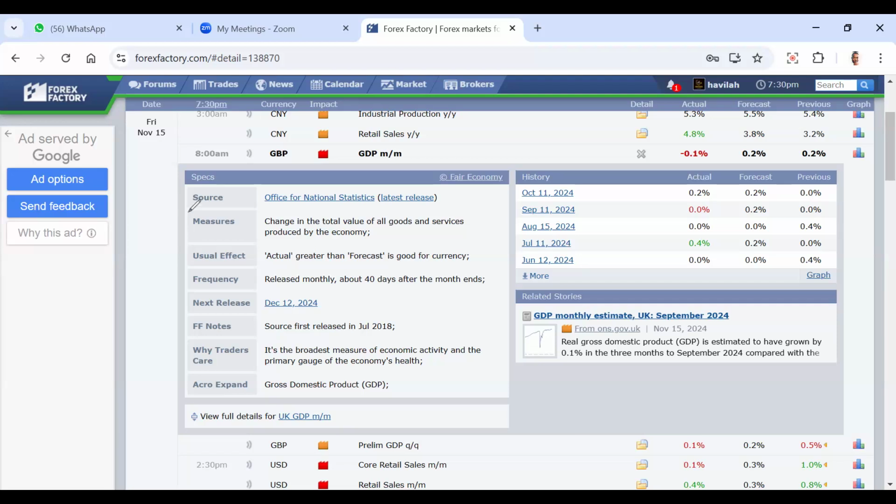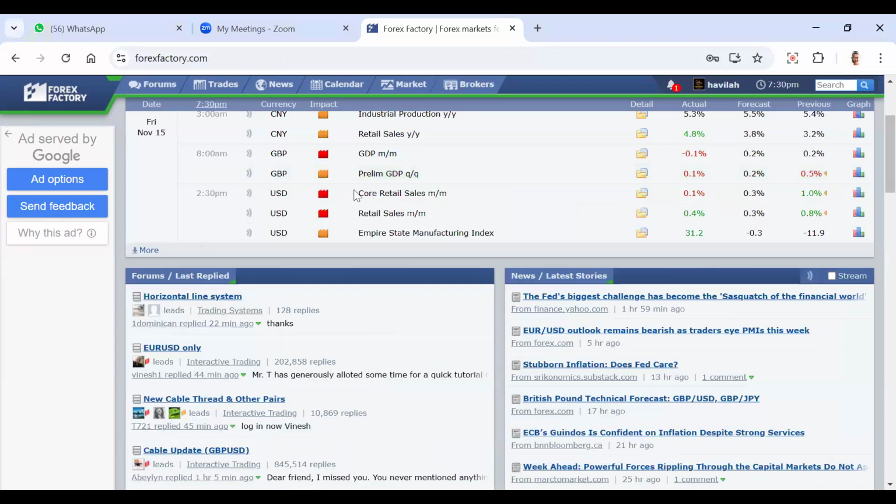What is the usual effect? Now, these are the two important things when you want to trade news: what the news is all about, and the usual effect. These are the two key things you know. In fact, the most important is the usual effect. Actual greater than forecast is good for currency. Take note of that. Actual greater than forecast is good for the currency. So you can do the same for every other event.